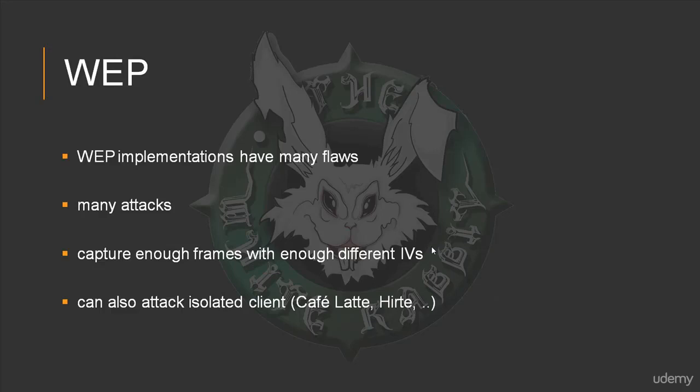And so we saw attacks like Cafe Latte, Hirte, and so on. In these, it would induce a client to send ARP responses by sending fake ARP requests and things like that. So there are ways that you can pretend to be an access point and then get the WEP client to then be sending frames that you need in order to crack WEP.